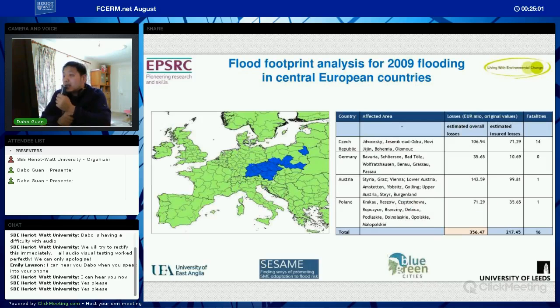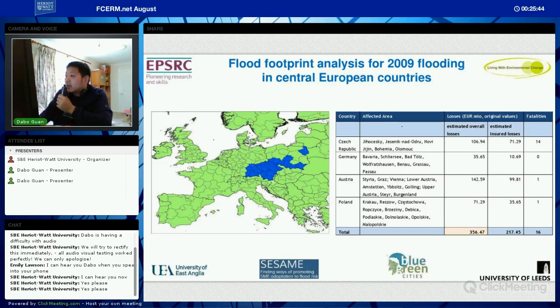I probably need two more minutes to run through another case we are doing, for Central European countries for flooding in 2009. There were four countries involved, a relatively big flooding in 2009 in the Czech Republic, Germany, Austria, and Poland. On the right is the map where the flooding happened, and it tells you the direct losses for the four countries. The total losses are 356 million euros.